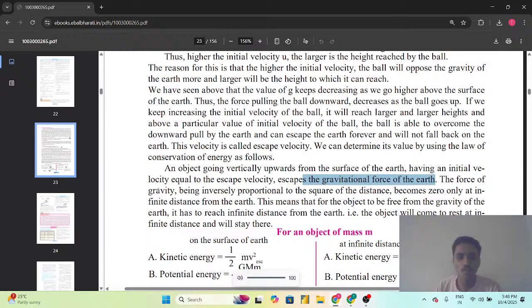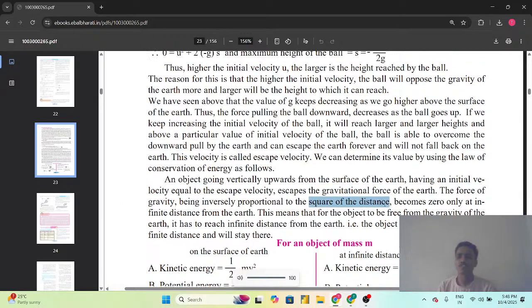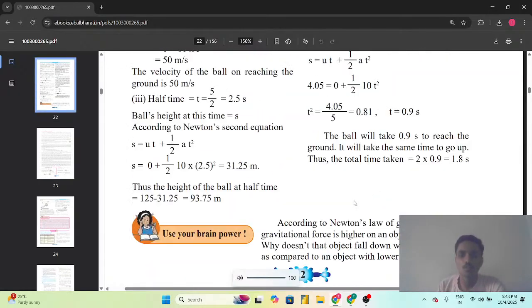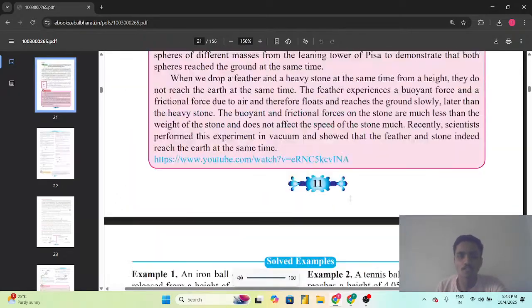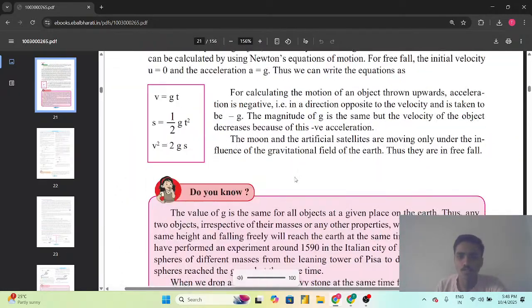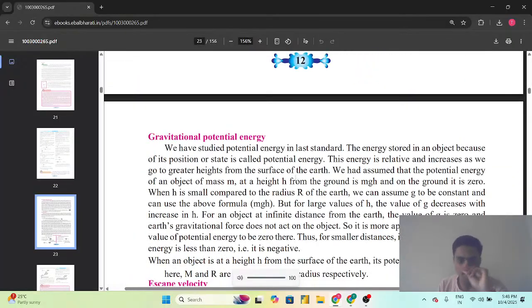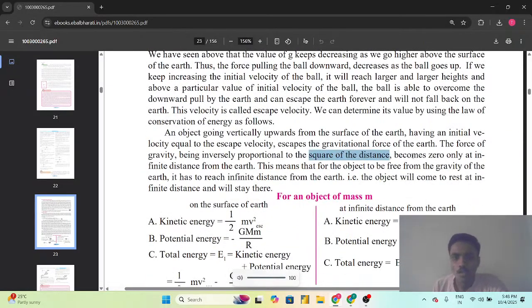The force of gravity is inversely proportional to the square of the distance, as we have seen above in Newton's inverse square law, which states that force is inversely proportional to 1 upon r square. So it becomes zero only at infinite distance from the earth. This means that for the object to be free from the gravity of the earth, it has to reach infinite distance from the earth. That is, the object will come to rest at infinite distance and will stay there.